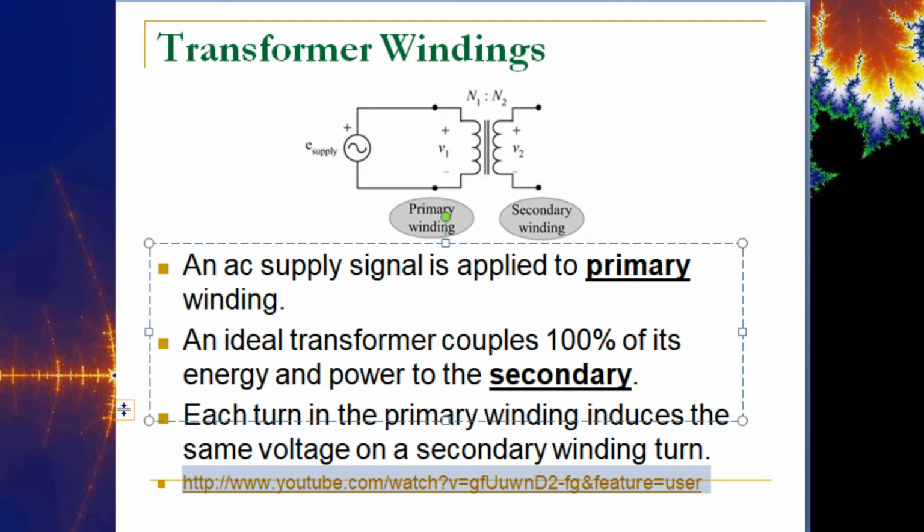Okay. So it says each turn in the primary winding induces the same voltage on a secondary winding turn. Now obviously, like I said, that's not really how it happens. You can see the turns ratio there. That makes the mathematics and the calculations for the transformer circuits a lot simpler if we just assume that the turns ratio is equal to the primary to secondary voltage ratio and then the secondary to primary currents.